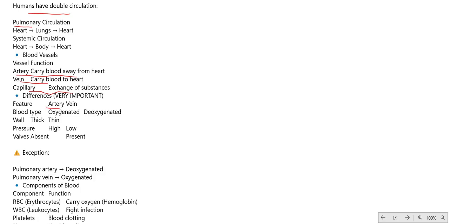So the artery will carry the oxygenated blood, and vein will carry the deoxygenated blood. Wall of the artery is thick, and wall of the vein is thin. In pressure, artery is high pressure and vein has low pressure. In artery, valves are absent, and in vein, valves are present.